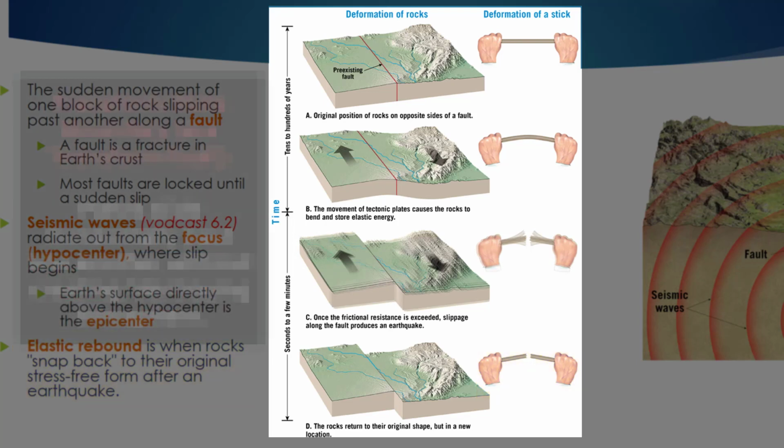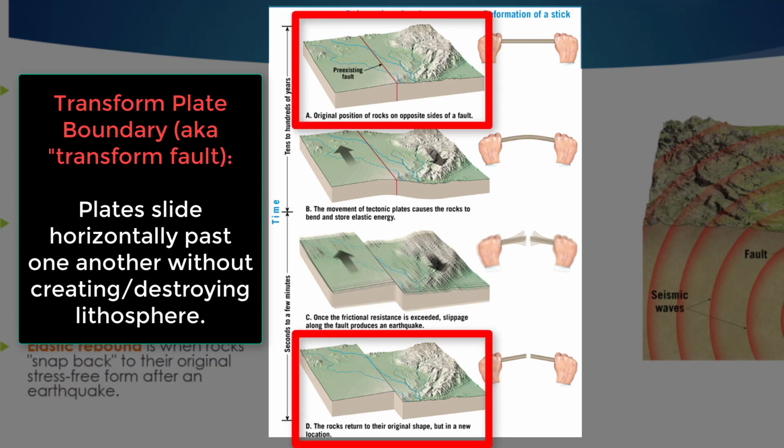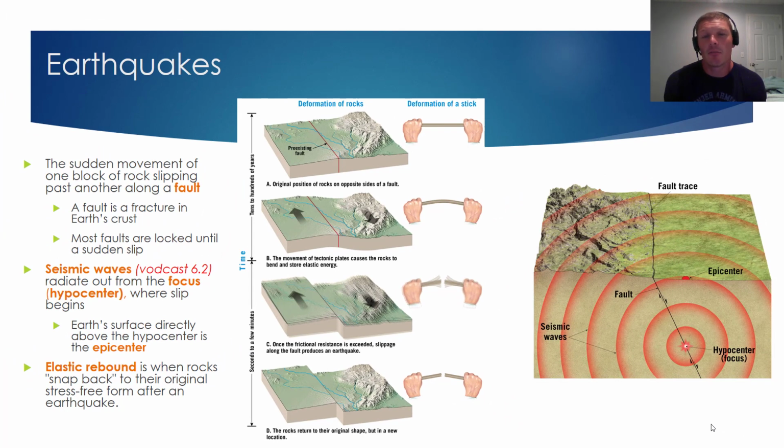What we were looking at in these four images was a transform plate boundary. If you compare the stream shown in picture A and in picture D, we see that the earthquake has produced an offset stream channel. And we often find offset stream channels on transform plate boundaries. And one other point I'd like to make that's very important to note is that in part D, what we had was elastic rebound. And elastic rebound is when rocks snap back to their original stress-free form right after an earthquake.